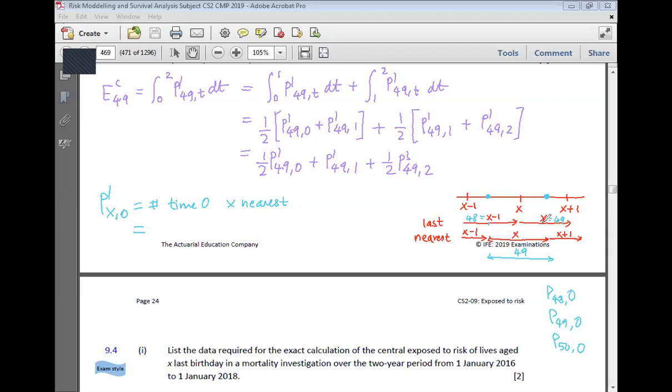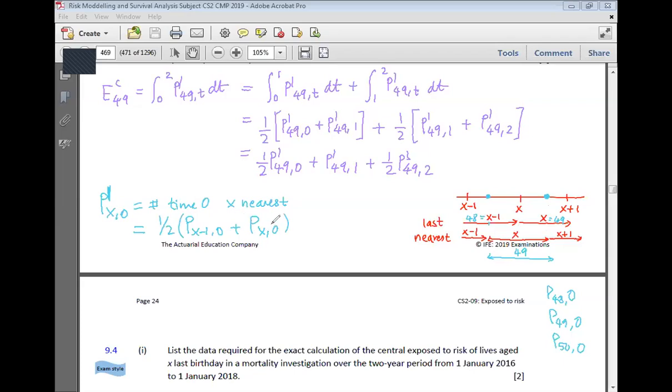So what I basically am trying to say is that if I have P dash x0, where my x represents x nearest, if I were to write this in terms of age last, so remember when I'm writing dash, this means that my x is using x nearest. So what I can do is rewrite this as p(x-1),0 plus px0 and take the average. Because for the times when I say that my person is aged x, using the last definition, the person is neither x minus 1 nor x throughout this whole period. Half of the times this person is aged x minus 1 and half of the times this person is aged x. So that is the kind of approximation that I'm trying to make here.